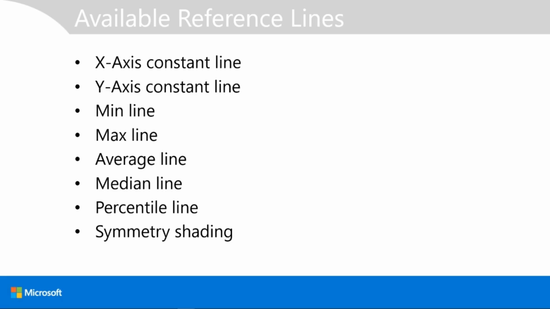Available reference lines include the x-axis constant line, a y-axis constant line, a min line, max, average, median, a percentile line, and symmetry shading. So let's go to the Power BI desktop and show this in action.